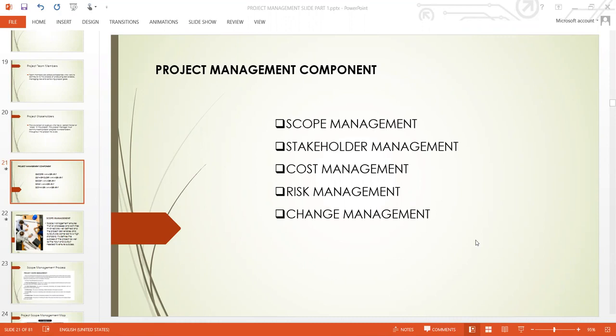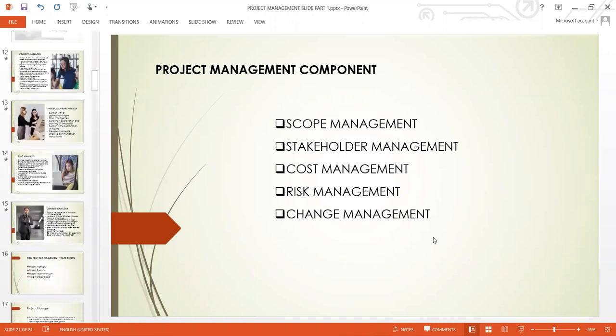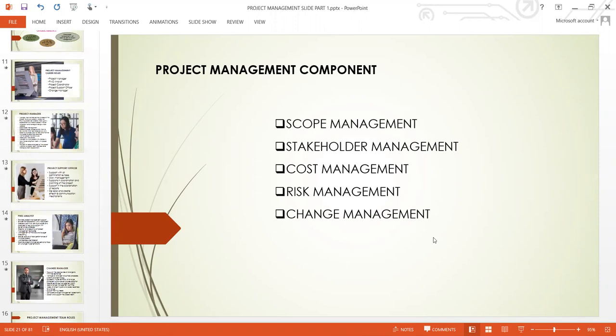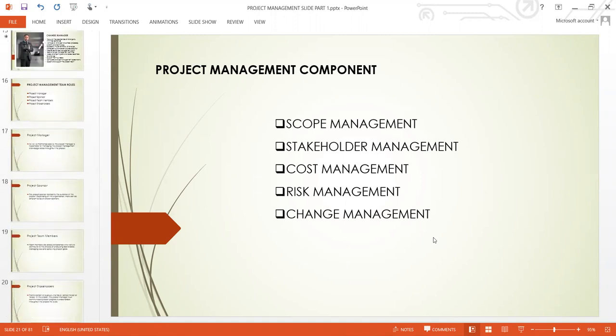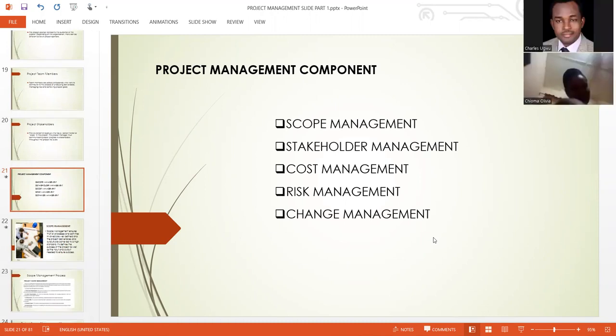Good evening, everyone. We are starting this night with the topic project management components. In the previous class, we treated the introduction of project management, the role of project management, and we covered a lot. And now we are gradually stepping into the project management proper.